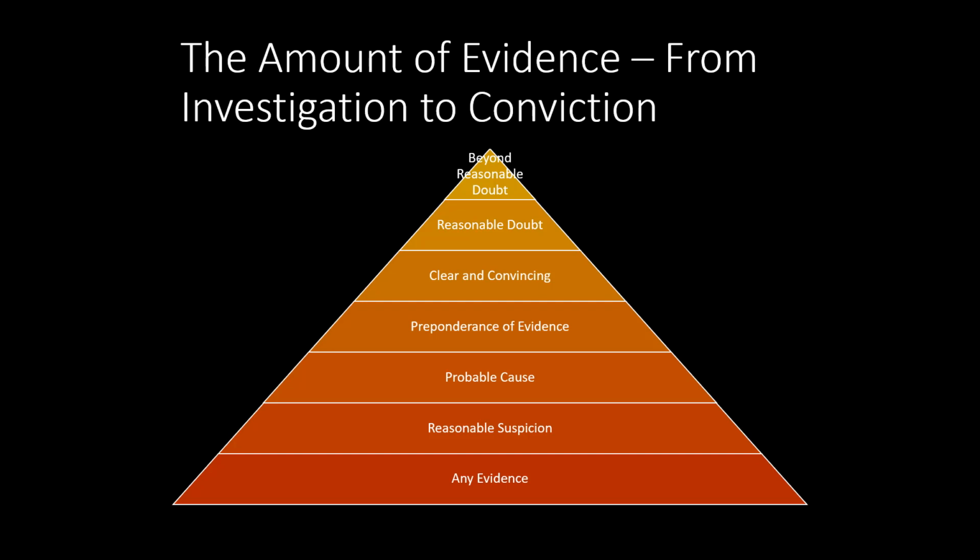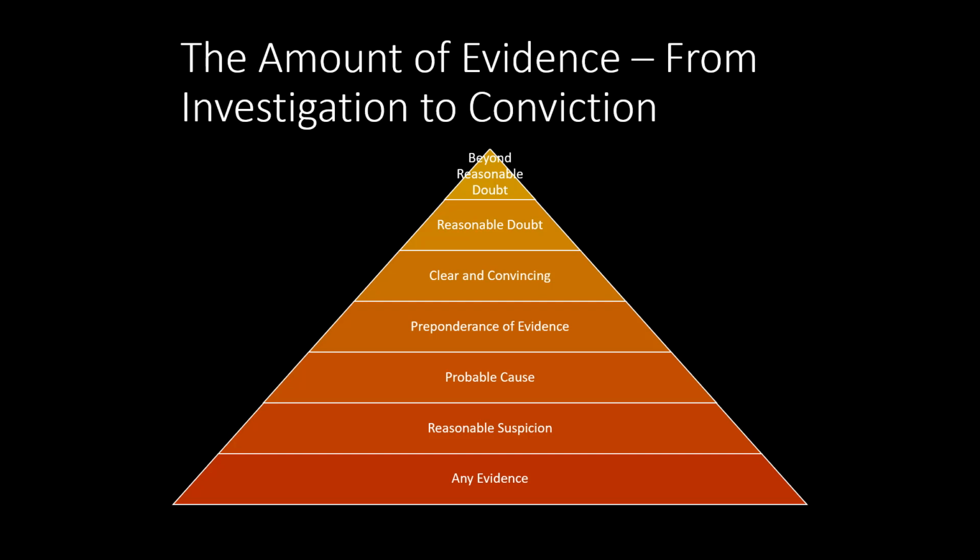Now, the two in between, clear and convincing and reasonable doubt. Clear and convincing evidence is used in a couple situations. It can be used sometimes in commitment hearings. It can be used in certain types of fraud liability, in which we want a higher standard than mere preponderance of the evidence, the sort of 51 to 49%, but we don't need proof beyond a reasonable doubt.